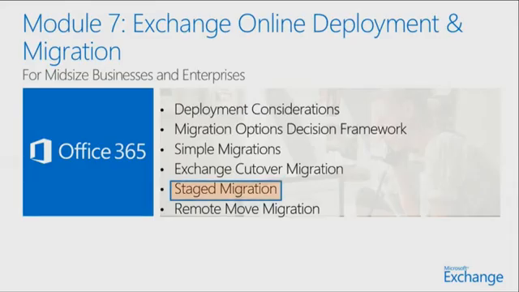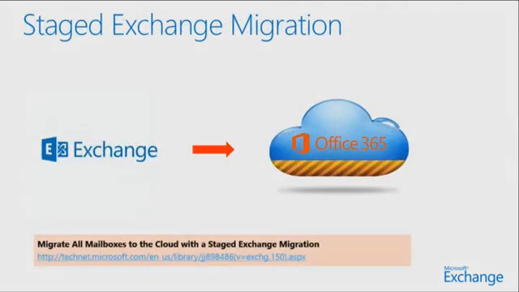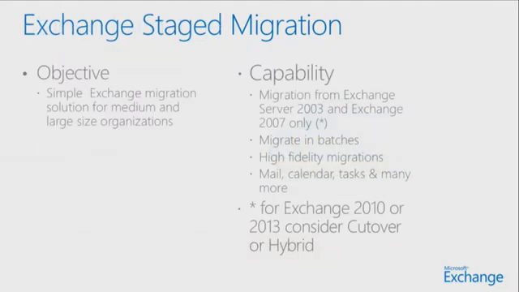All right, staged migration. So again, this is from Exchange to Office 365. Again, I've linked the Microsoft document on how to do this migration. So the objective is a simple Exchange migration solution for medium and large organizations. Migration from Exchange Server 2003 and Exchange 2007 only, for migrating in batches, high fidelity, mail, calendar, tasks, and many more. So for Exchange 2010 and 2013, consider a cutover or hybrid migration.